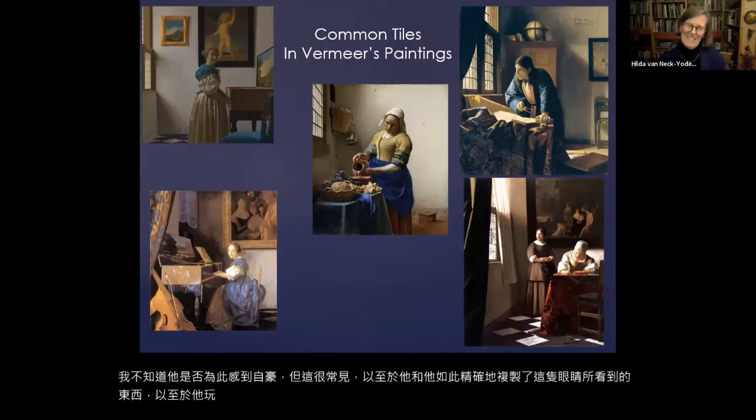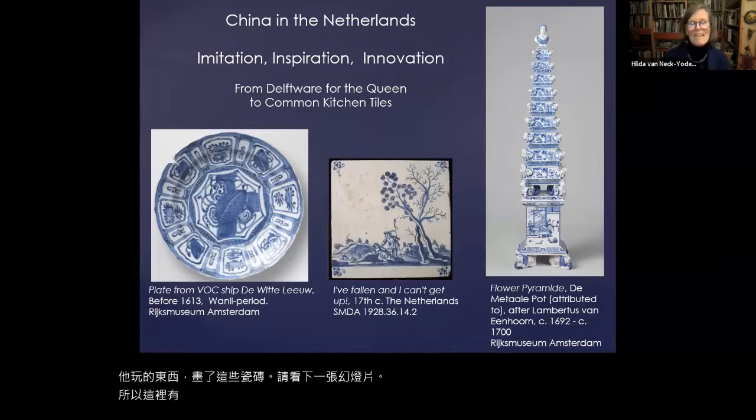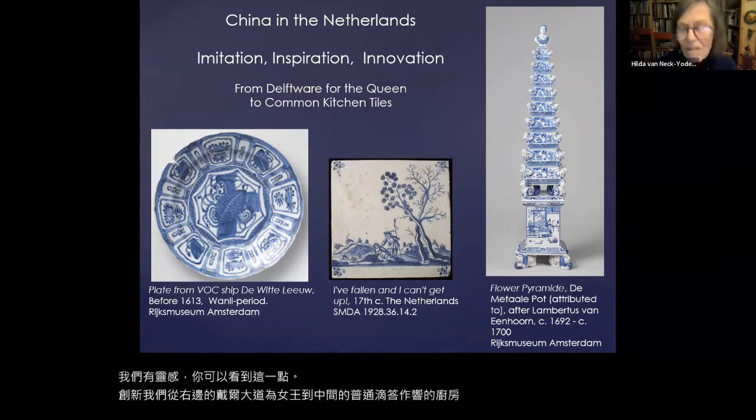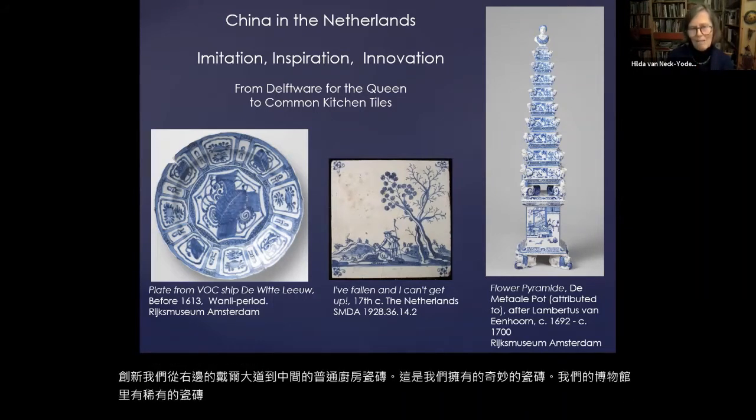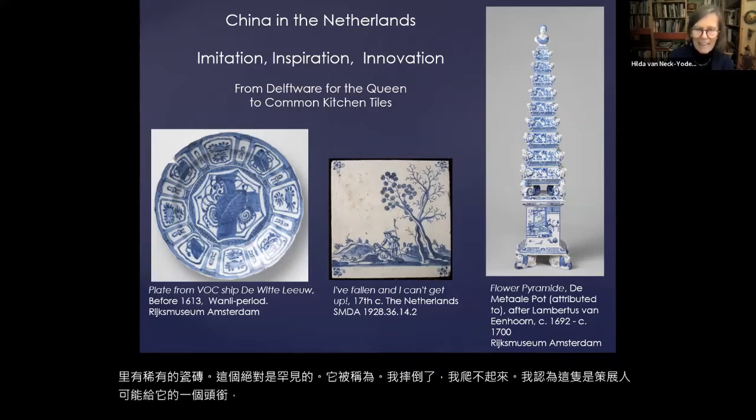Next slide, please. So here we have China in the Netherlands. We have imitation, we have inspiration, and you can see that, and innovation. We go from Delftware for the queen on the right to the common kitchen tiles in the middle. And this is a wonderful tile that we have. We have rare tiles in our museum. This one is absolutely rare. It's called I Have Fallen and I Can't Get Up. I think that is just a title that the curator probably gave it, because this is a man trying to help a lady get up.